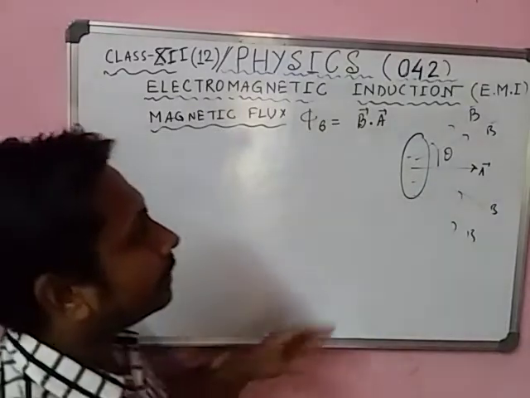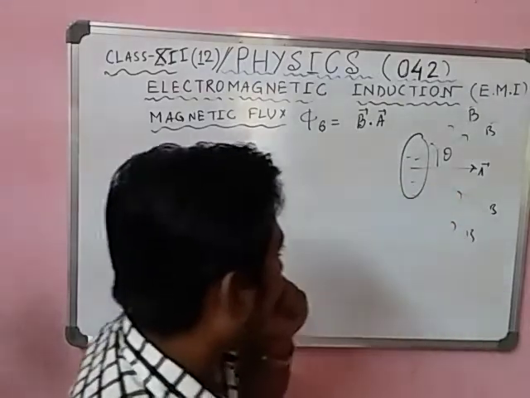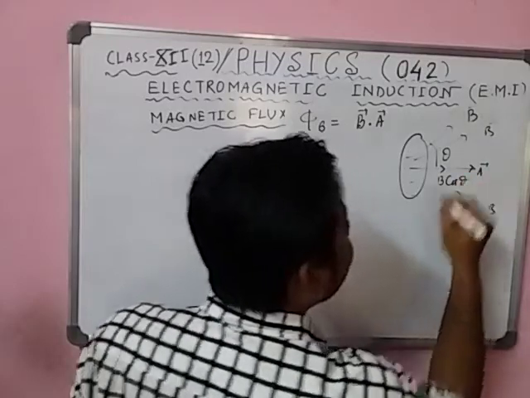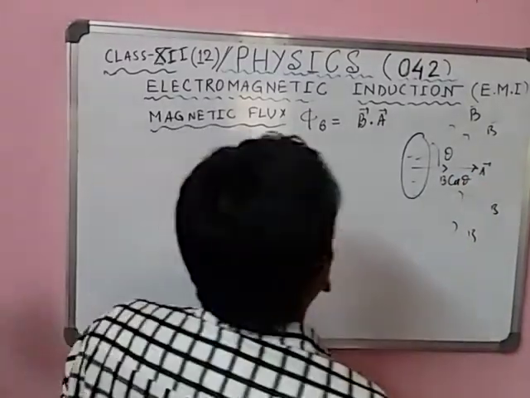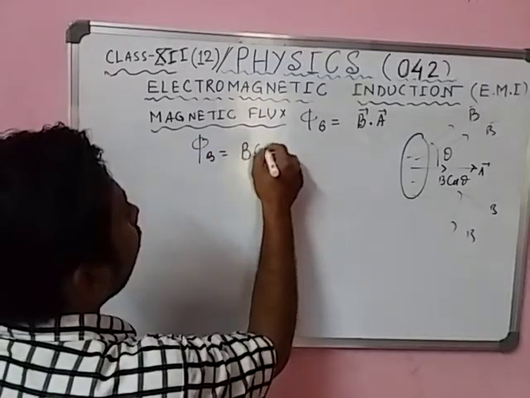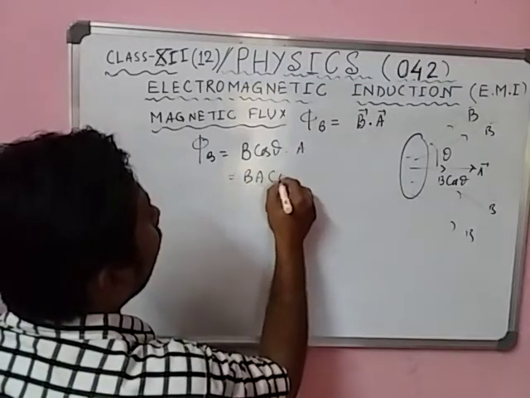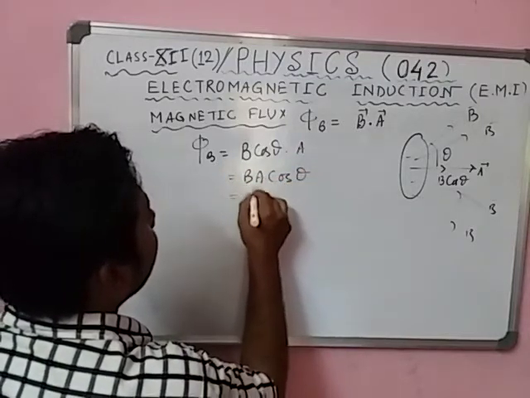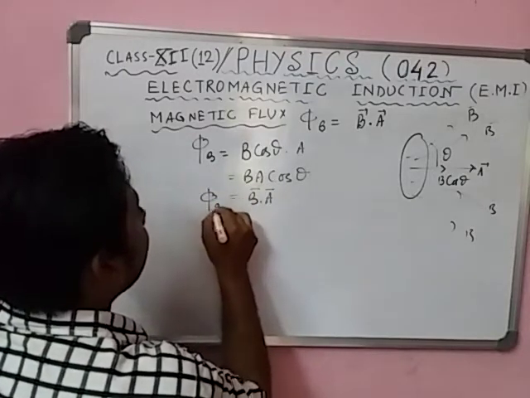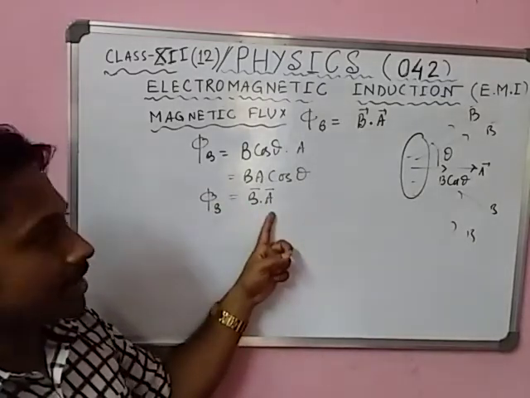So we can consider those lines which are in the direction of the area. In this direction we will get B cos theta. So we can write phi B is equal to B cos theta into A, or B A cos theta, or B dot A. That's why phi B means B dot A. It's a scalar quantity, B vector and area vector.